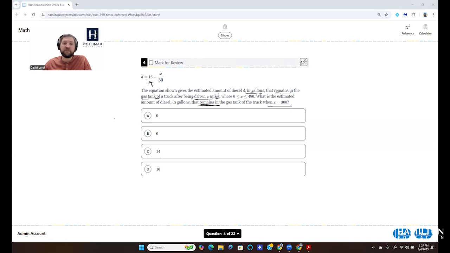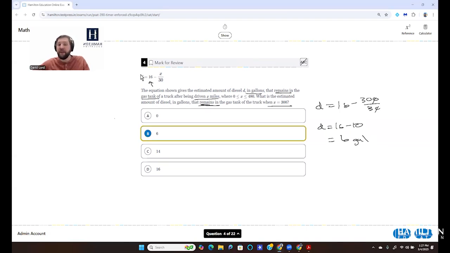Okay, since D is the remaining amount, this is a pretty simple question because you just plug in 300 for X. So 16 minus 300 over 30. You can take out a 0. 30 over 3 is 10. So D is equal to 16 minus 10, or there will be 6 gallons of diesel left over. So be careful with that, but the question was a little bit easier because D was the amount remaining versus the amount that was consumed. That would have been a different setup that they could have done.